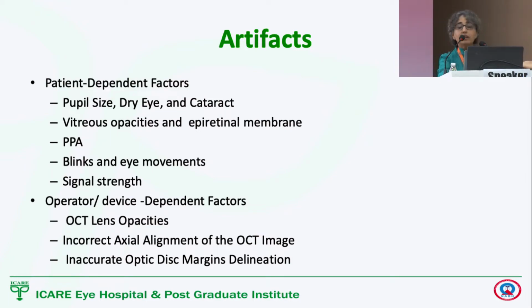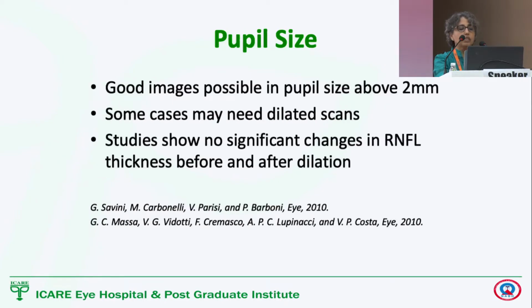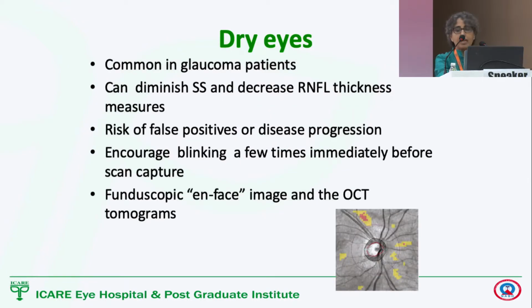Incorrect axial length alignment on the OCT image is a very typical problem in a high myope, where you have a posterior staphyloma and all, and your machine is trying to capture here or there. You will again get erroneous readings. And of course, inaccurate optic disc margin delineations, and we'll see an image soon. So pupil size, I already mentioned that if it is too small, you can dilate it, but otherwise, mostly you're able to capture a fairly decent OCT with undilated pupils as well.